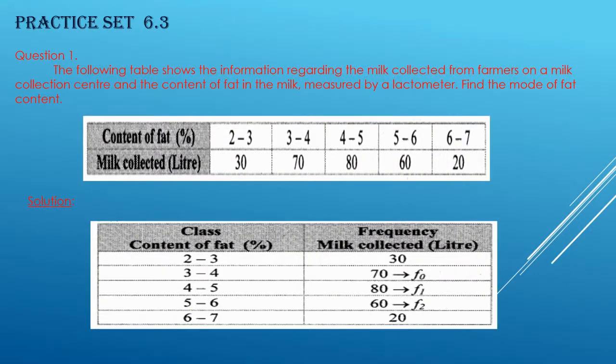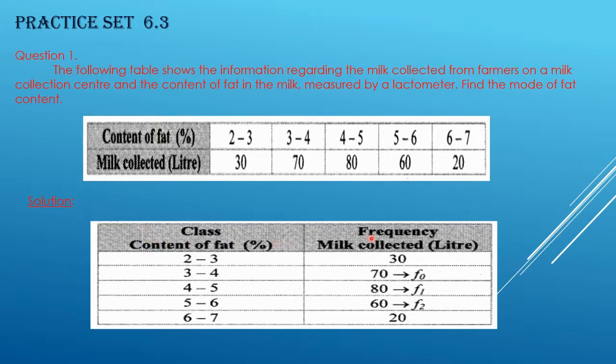Practice set 6.3, question 1. The following table shows the information regarding the milk collected from farmers at a milk collection center and the content of fat in the milk measured by the lactometer. Find the mode of fat content. Here in this question, the content of the fat is taken as the class and milk collected is taken as the frequency.